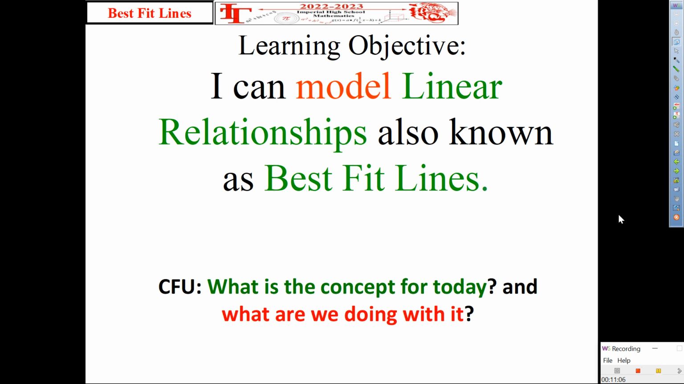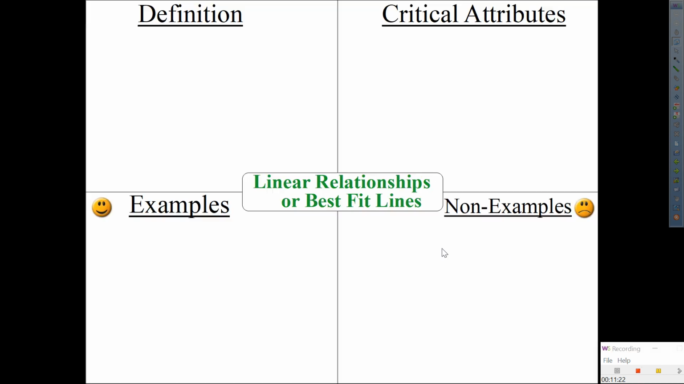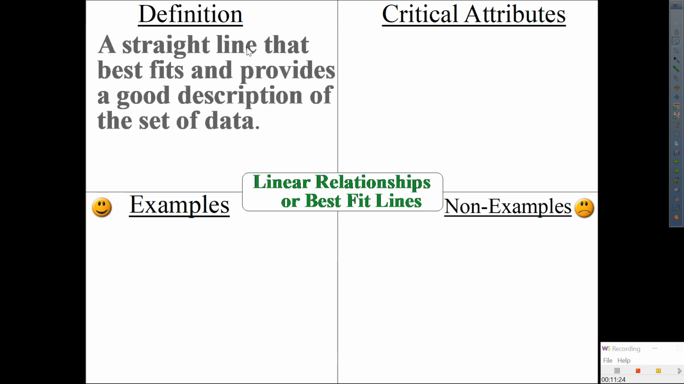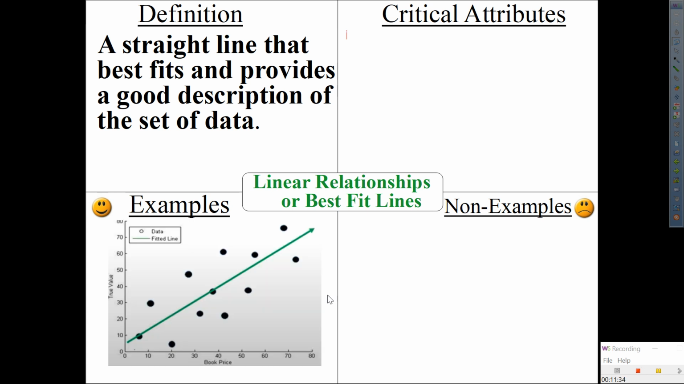All right, so our main concept for today is what? Linear relationships and best fit lines, which are the same thing, right? So that goes in the center of your prayer model, linear relationships or best fit lines. Definition: a straight line that best fits and provides a good description of a set of data. Example. Copy that. I'll give you some time.